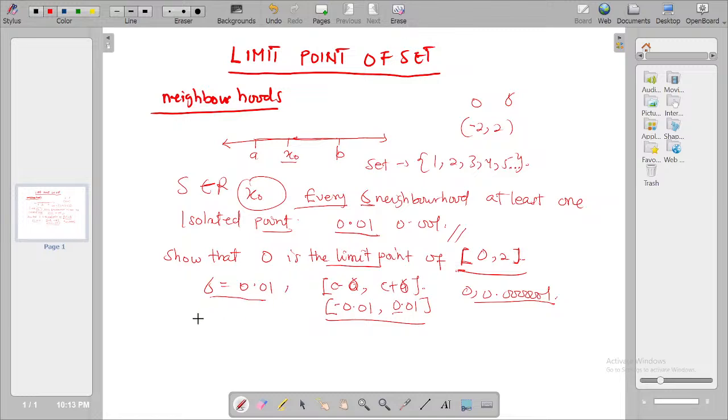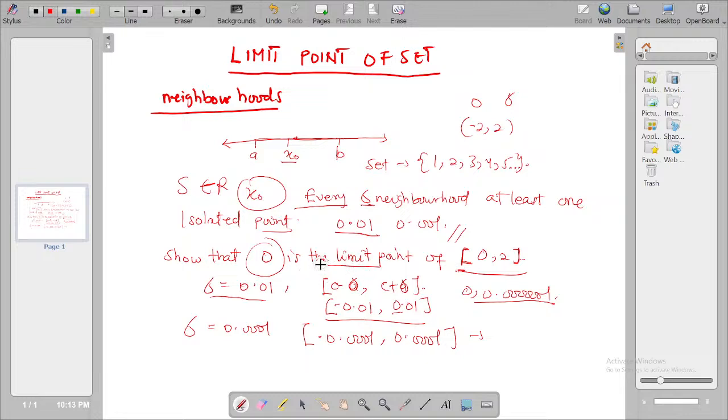But now let's see, what if I choose delta 0.0001? I'll get negative 0.0001 comma positive 0.0001, and that also gives me an interval in which I'll surely find a member of the set aside from 0. So that should tell us that 0 is indeed a limit point of the set. This illustration should, in summary, tell you what a limit point of a set is.